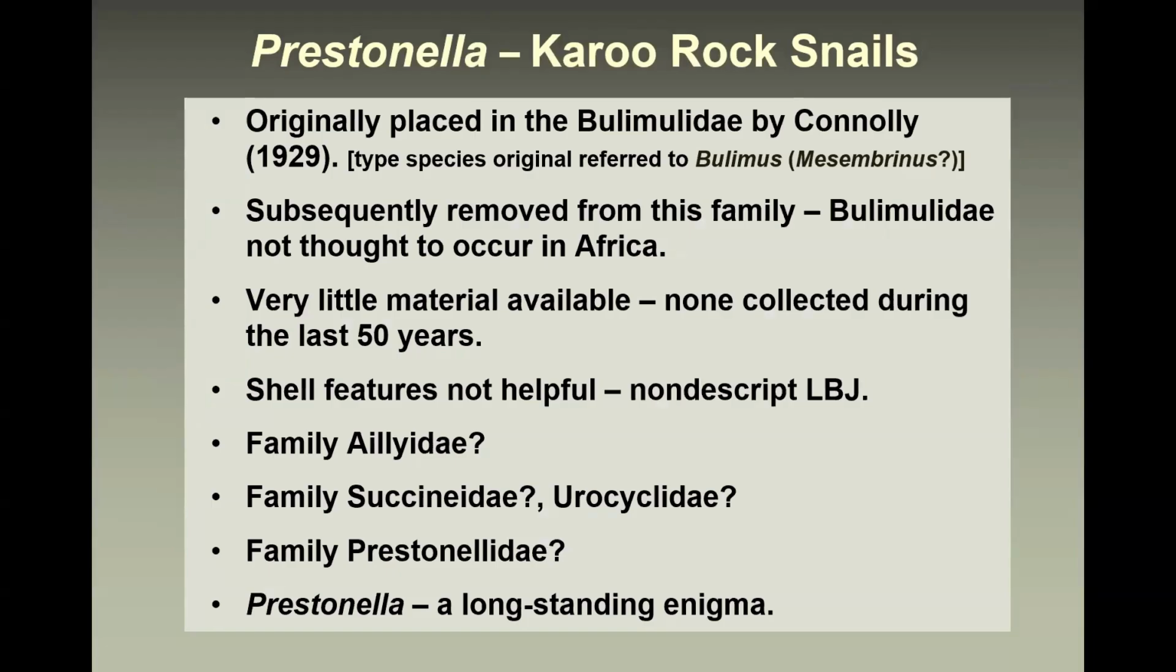Prestonella was originally placed in the family Bulimulidae by Connolly when he described the genus. In fact, Sowerby, when he described the species, thought it might be a Mesembrinus, which is also now recognized as a Bulimulid genus. But subsequently, people working on this family stated that Bulimulids are not thought to occur in Africa. So Prestonella was removed from this family.